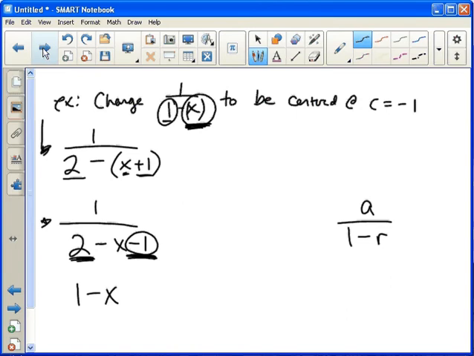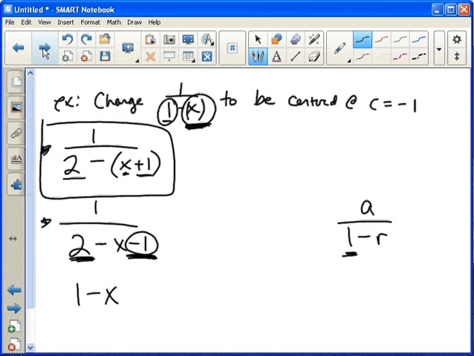Unfortunately, we can't leave things like that either, because if you look, the form is very specifically a over 1 minus r. I can't allow that 2 there. It's got to be a 1. So the question is, how do I change that 2 to a 1 without screwing up what I've done to center it at negative 1? Well, the answer is simply to divide everything by 2.